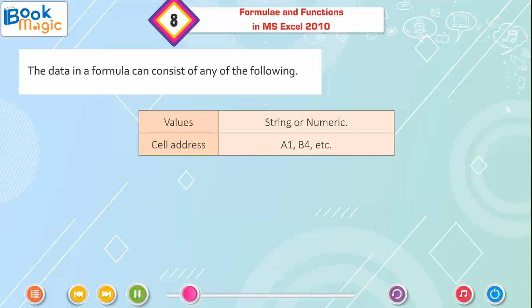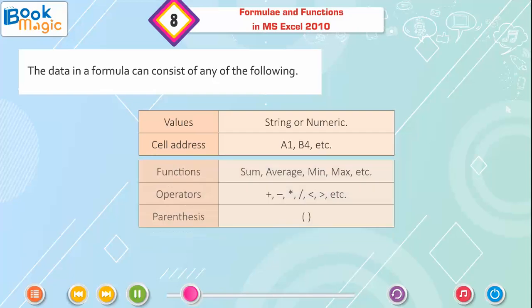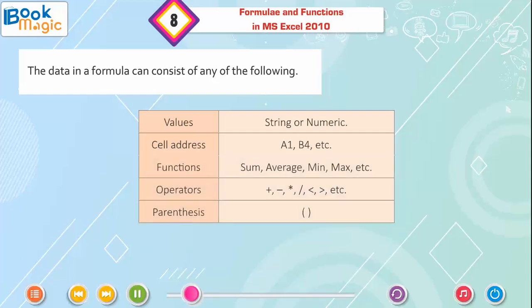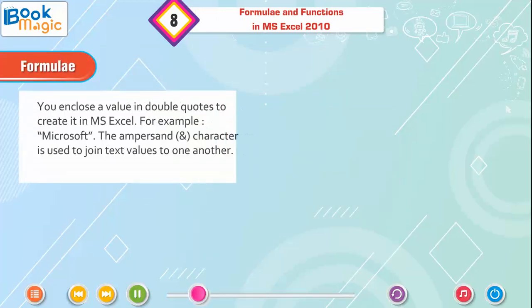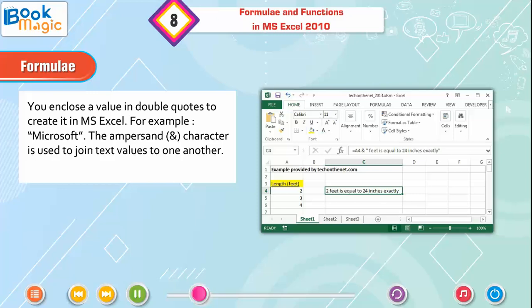address such as A1, B4, etc. Functions: sum, average, minimum, maximum, etc. Operators: plus, minus, star, slash, greater than, less than, etc. Parentheses. You enclose a text value in double quotes to create it in MS Excel.